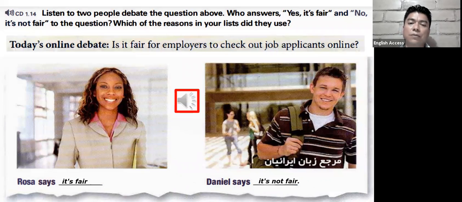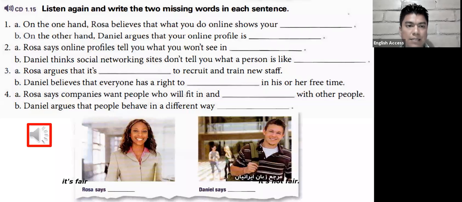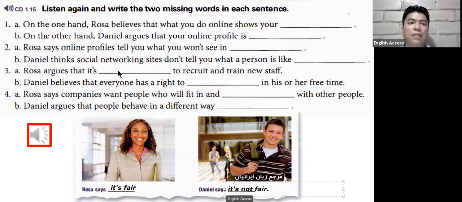Now what we're going to do is take a look at this. Rosa says it's fair. Daniel says it's not fair. And we have their opinions right here. All we have to do is listen again and write the two missing words in each sentence. So in number 1, on the one hand, Rosa believes that what you do online shows your, we need 2 words. What words are they?